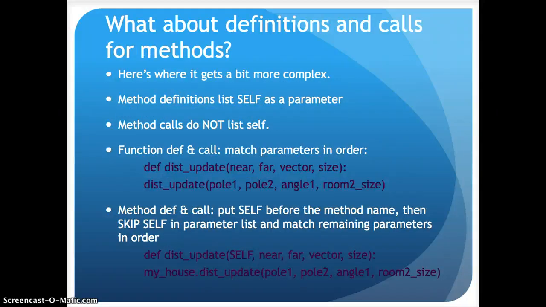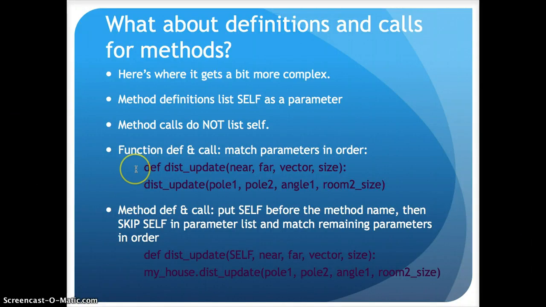So what about definitions and calls for methods? Now we're using object-oriented programming. And besides having functions, we have methods too. And here's where it gets a bit more complex. Method definitions list self as a parameter, but method calls do not list self.